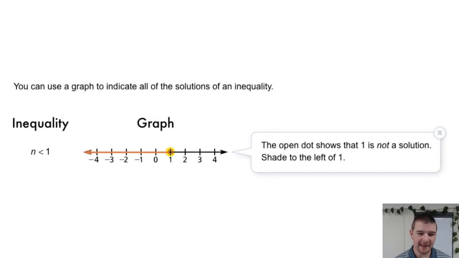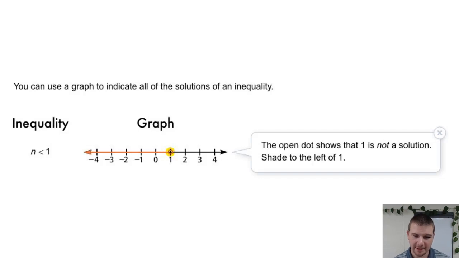You can use a graph to indicate all of the solutions of an inequality, much in the same way you can use a graph to represent all of the solutions to an equation. But for now, we're going to focus on inequalities with one variable. Here's an example. The inequality n is less than 1 can be represented by this graph.